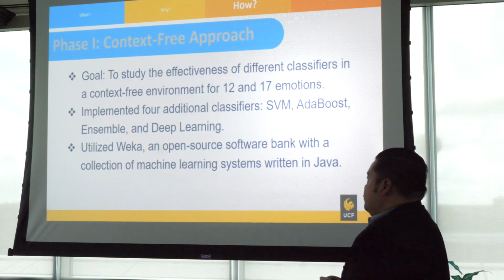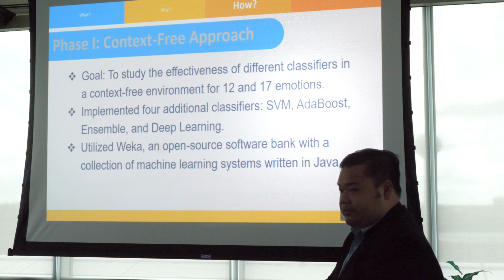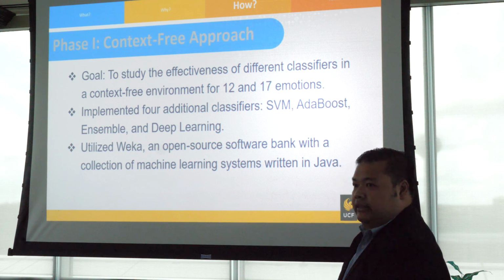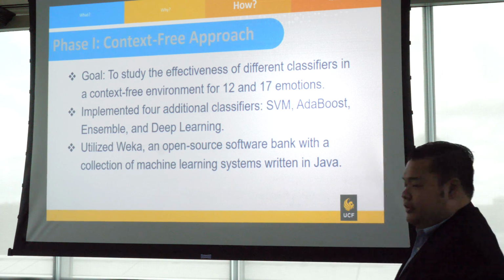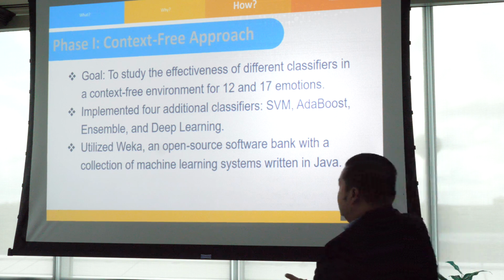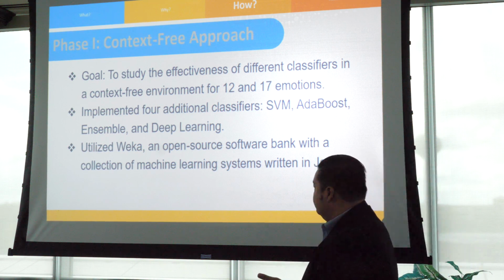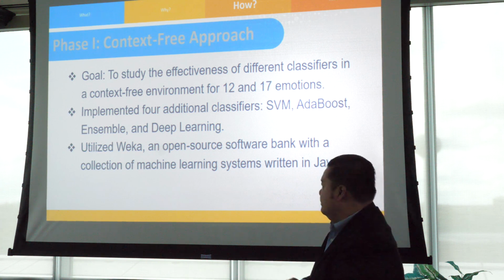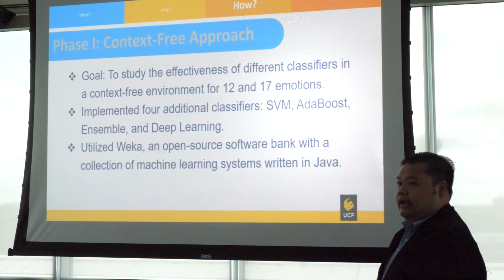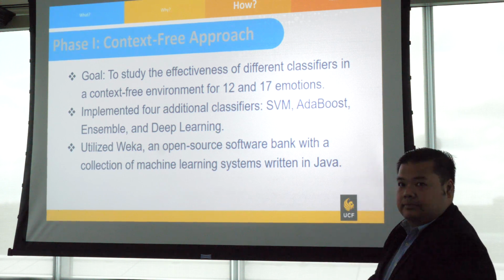So what would we do? We did a two-phase study. The first study was to create a context-free approach where we want to see the performance of different classifiers using our initial process, using the 5 acoustic features, and using Praat and EasyAlign, and then see what kind of result we could get from this study. And in order to make it simple, we try to utilize Weka. Next, please.